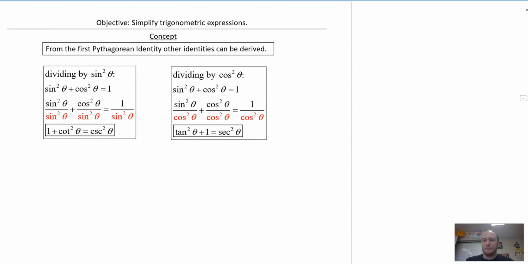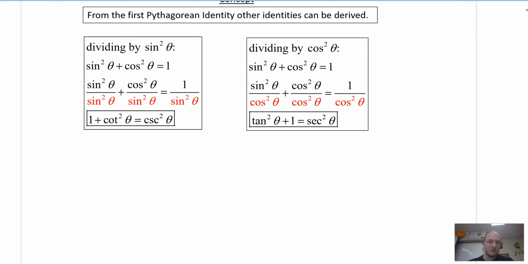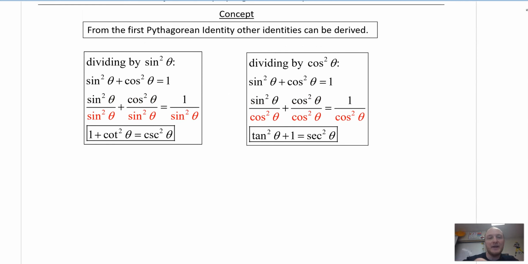Okay, so from this, what I can do is start out with sine squared plus cosine squared equals 1, and I now divide by sine squared theta, and I come up with another Pythagorean identity. And that is 1 plus cotangent squared is equal to cosecant squared. And I get this because if I divide sine squared by sine squared, that's 1. If I divide cosine squared by sine squared, that's cotangent squared. And if I divide 1 by sine squared, that is cosecant squared. So that's how you get the next identity.